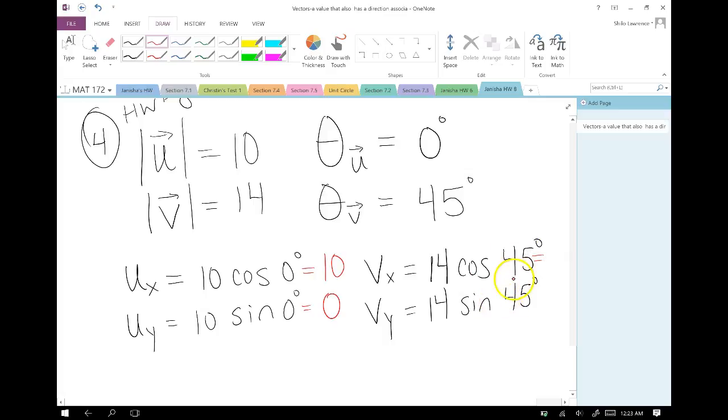45 though is one of our special angles, so if you wanted to use exact values, you could look that up on your unit circle, or hopefully you have it memorized. Cosine of 45 is radical 2 over 2, and if we multiply that by 14, we get 7 radical 2. And sine of 45 is exactly the same, so we get 7 radical 2.